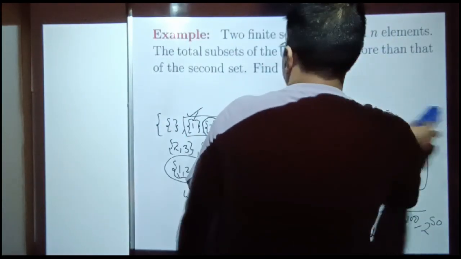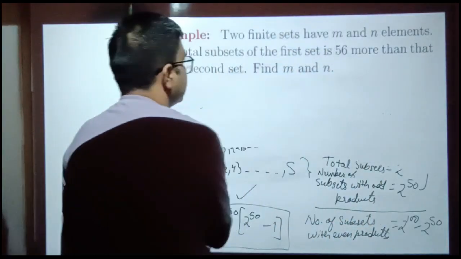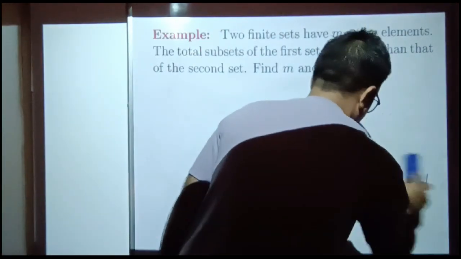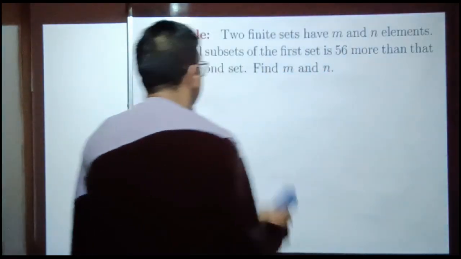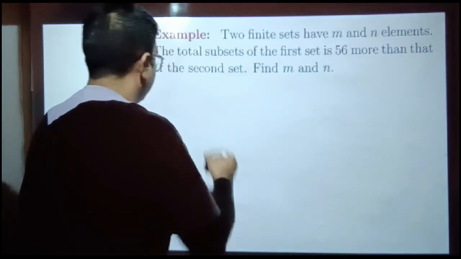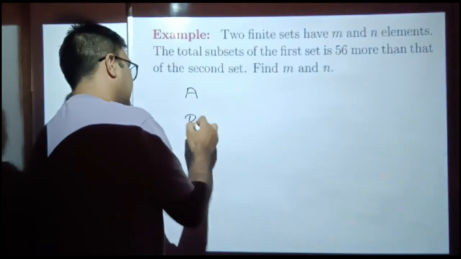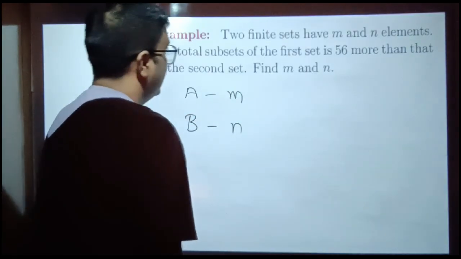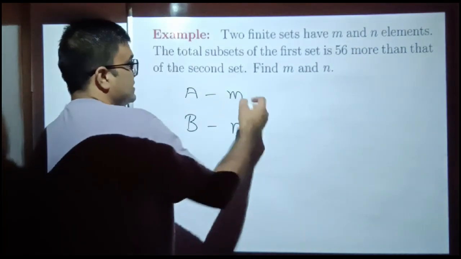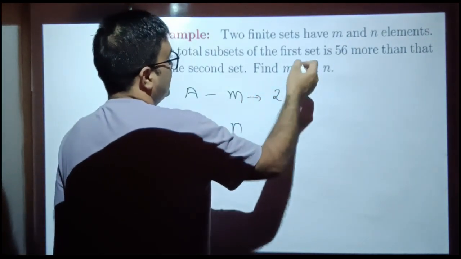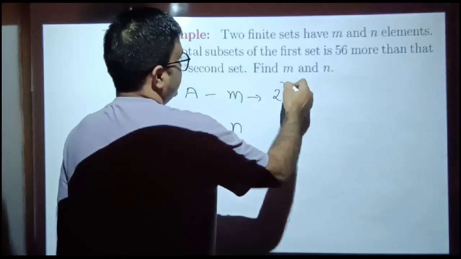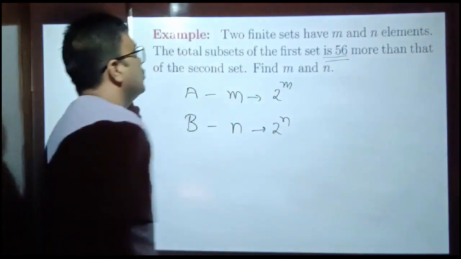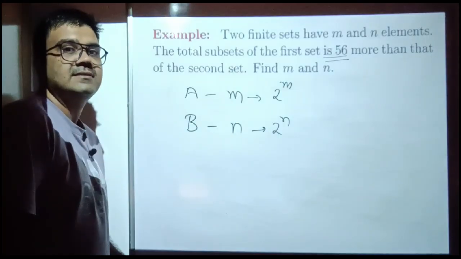Next we have two finite sets having m and n elements. Say we have two sets, a set A and another set B. This has m elements, it has n elements. The total number of subsets of the first, 2 raised to the power m, is 56 more than that of the second, 2 raised to the power n.